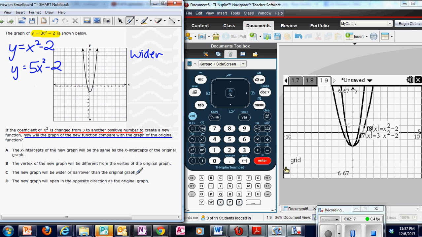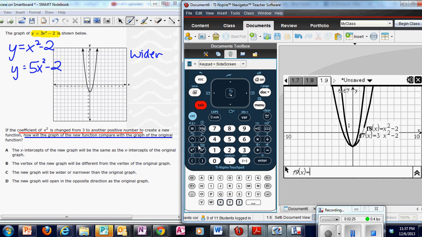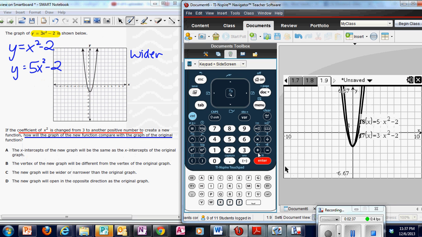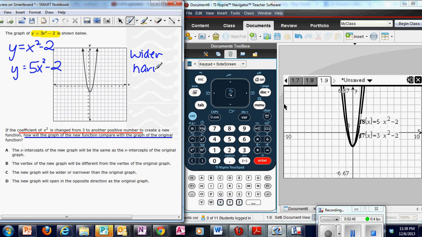Alright. Let's try this other one just to make sure we're comfortable with this. I'm going to tab and insert another one. And I'm going to up arrow and type over this equation and change that x squared to a 5x squared. And this time, the parabola became more narrow. So, should it be wider or should it be more narrow? Well, what do we notice didn't change? That y-intercept didn't change. The -2 is exactly the same.